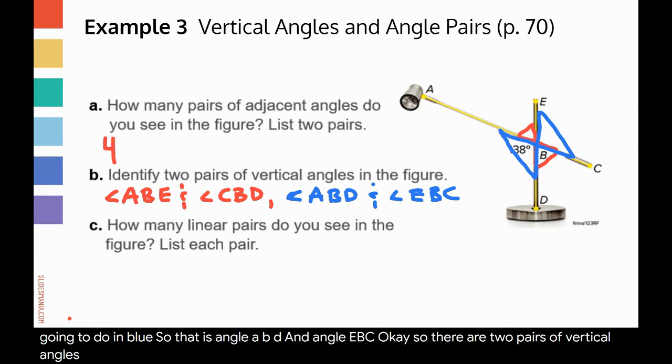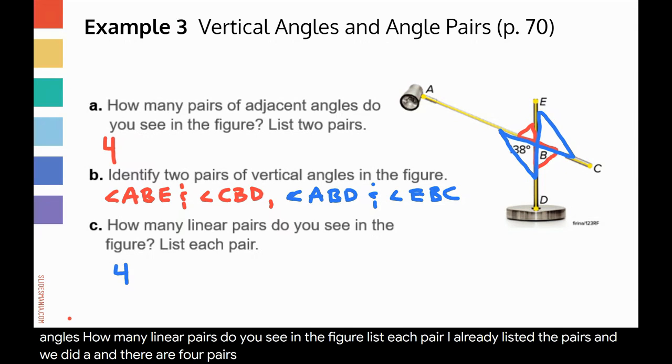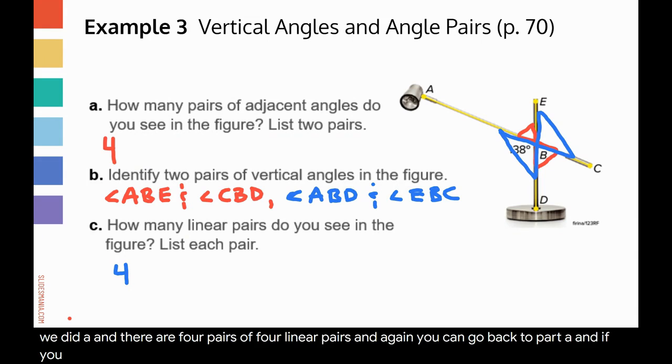Okay, how many linear pairs do you see in the figure? List each pair. I already listed the pairs when we did A, and there are 4 pairs, 4 linear pairs. And again, you can go back to part A, and if you want to list them out yourself, just listen to what I'm saying.